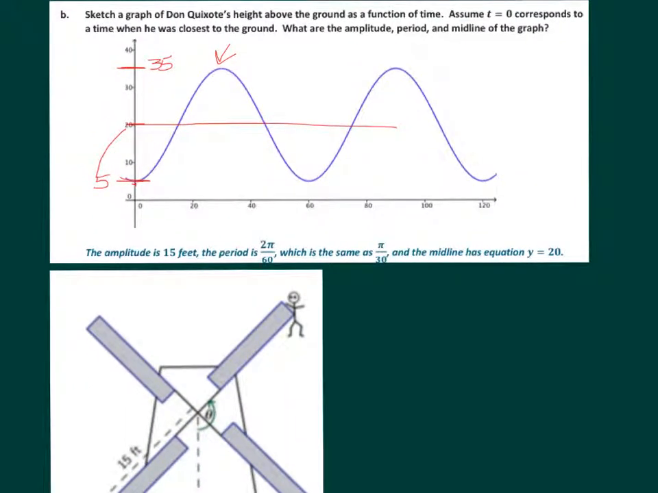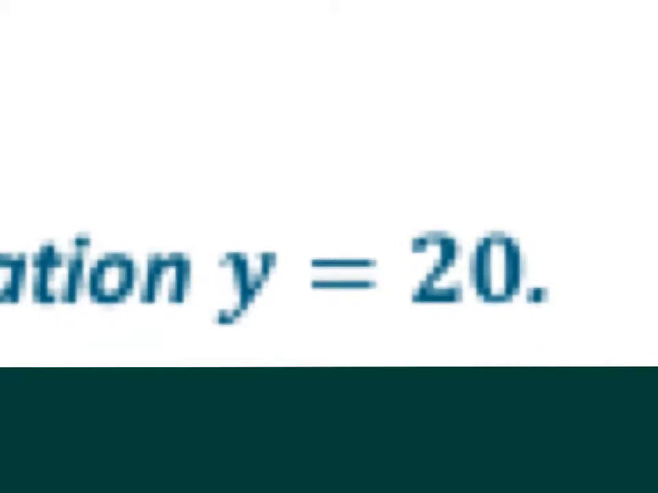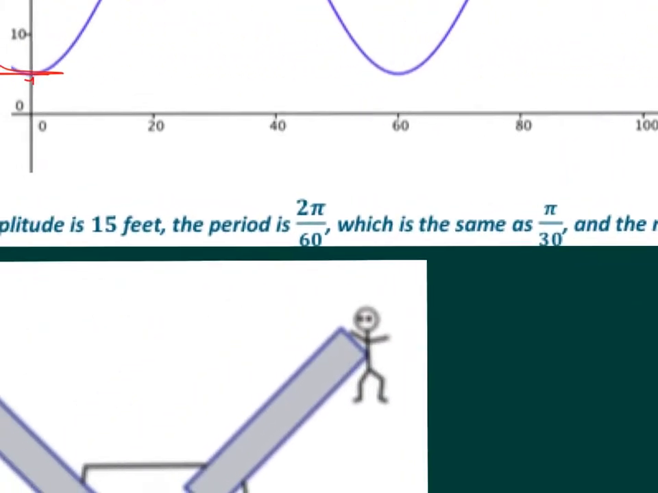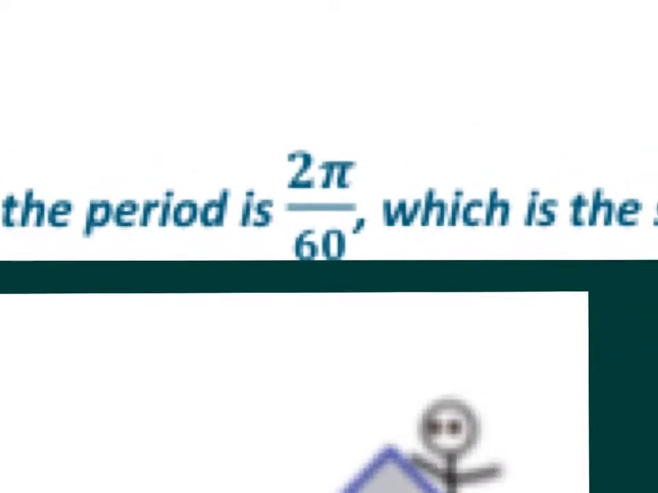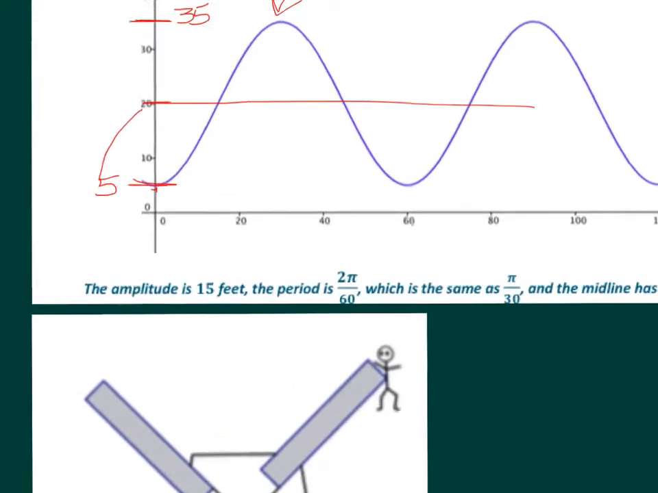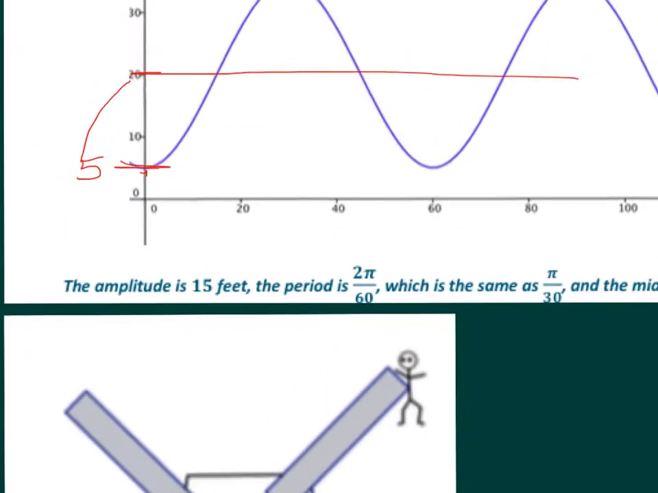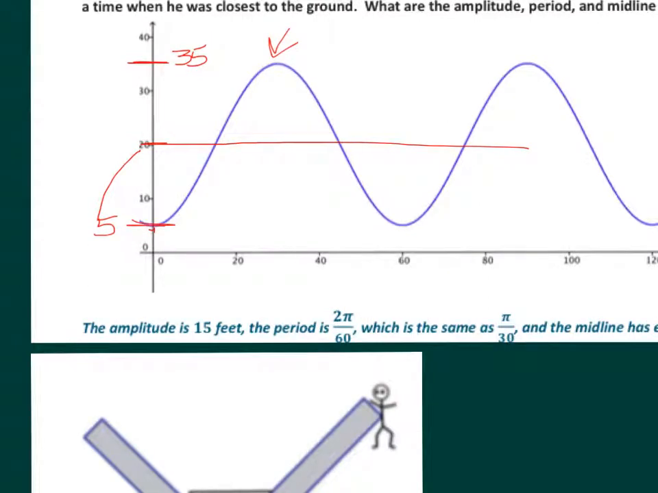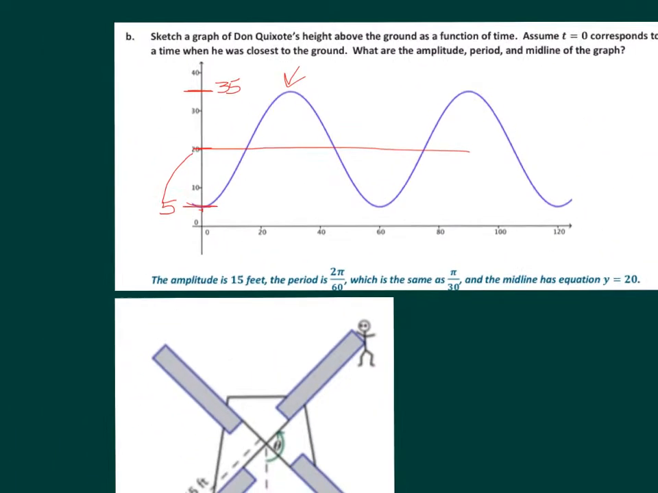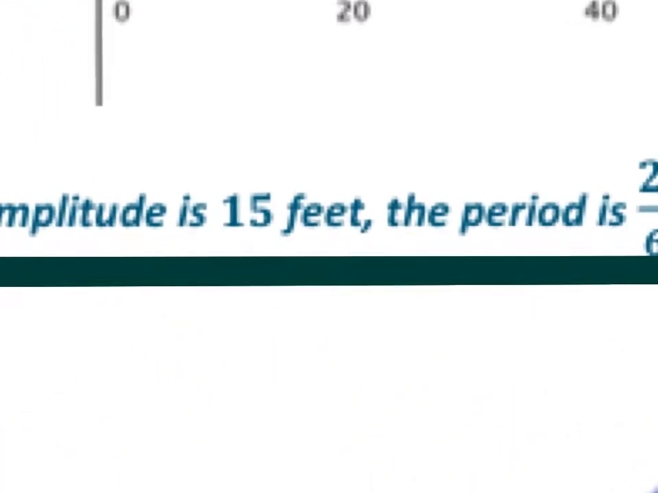All right, and it says, what are the amplitude, period, and midline of the graph? Well, we just drew the midline at 20, so that's where this comes from. Y equals 20. And then, as far as the period, remember the formula I gave you way before that break that we went on? It's going to be 2 pi over the amount of time it takes it to go through one rotation. And since this is in terms of seconds, then it's 2 pi over 60 there, which is the same thing as pi over 30. And of course the amplitude is 15 feet.